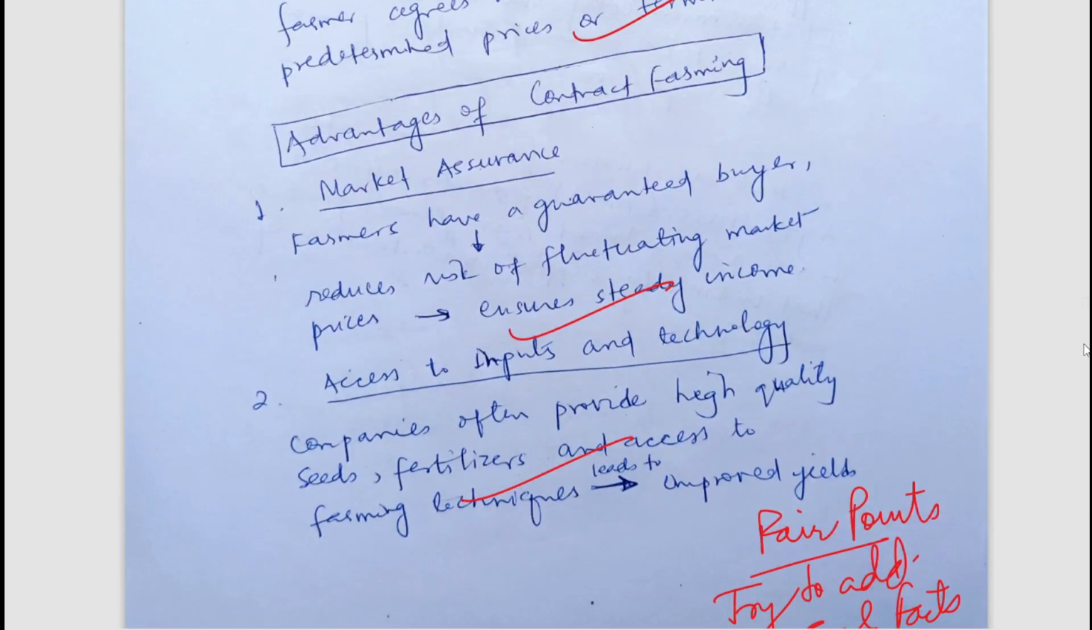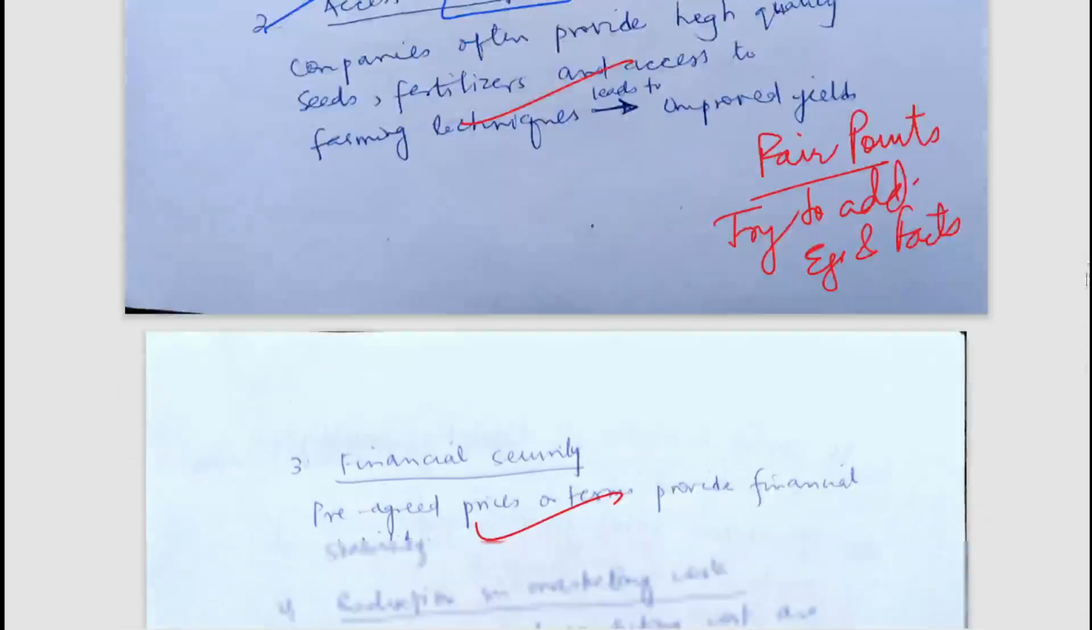What are its advantages? Market assurance. Obviously, the contractor will buy all your products, so you do not have to find a buyer. You already have a guaranteed buyer. Here you will get access to inputs. You will be given the varieties. You will be given the irrigation needs. Everything, you will be given the training by the contractor only.